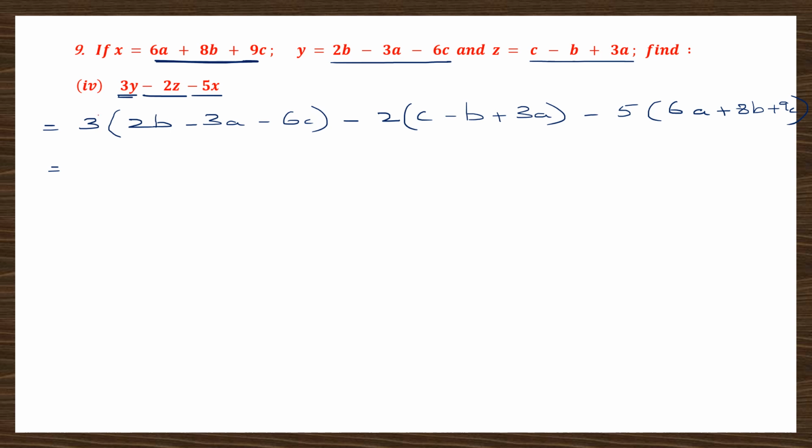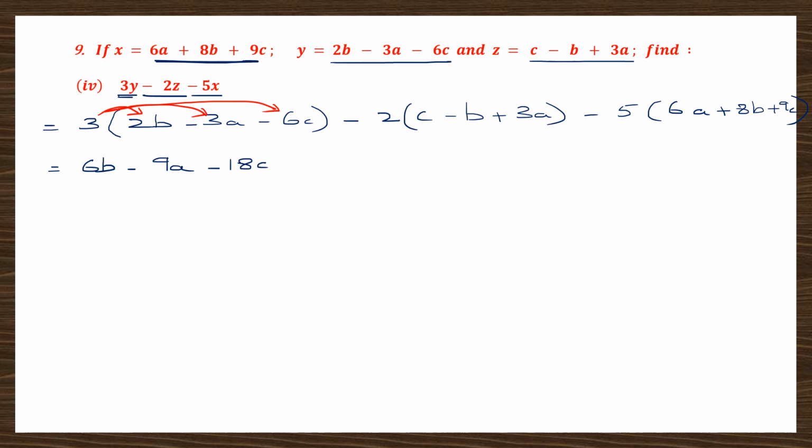Now we're going to work out what's within brackets and remove the brackets. So now this is 3 into 2b. First the numbers, 3 2s are 6, 6b. Now multiply 3 into minus 3a. So the sign will become minus. Numbers 3 3s are 9, 9a. Multiply 3 into minus 6c. Sign is minus. 3 6s are 18 and c.